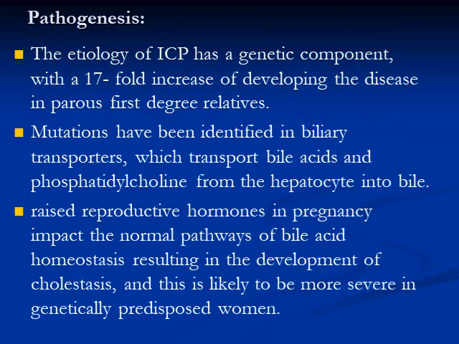Why does it occur? What is the pathogenesis of this condition? It is mostly a genetic problem. There is a genetic component with a 17-fold increase in developing the disease in parous first degree relatives. يعني إذا المريضة عندها أخوات حوامل فممكن أنه خصوصا دول parous women they are more likely to develop the condition, about 17-fold than the general society.